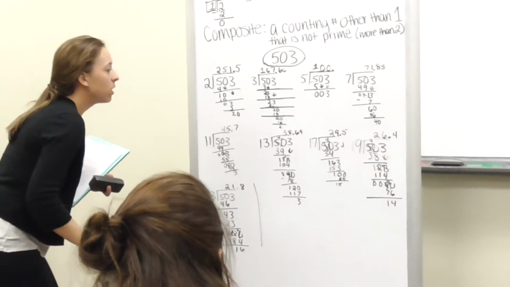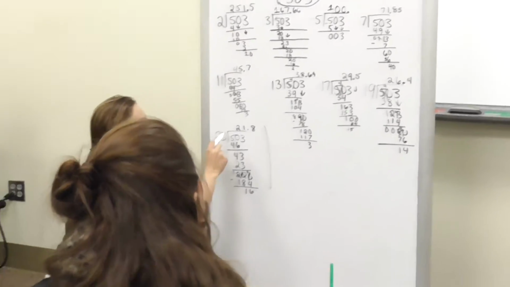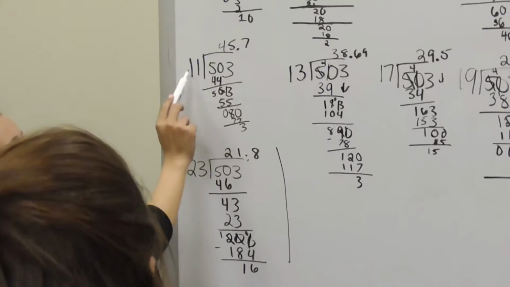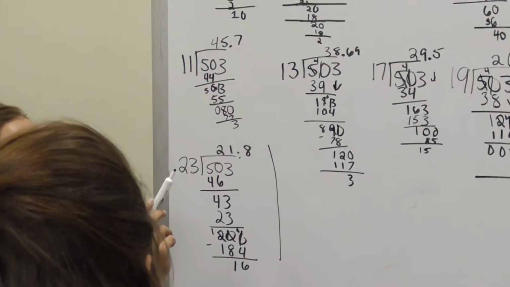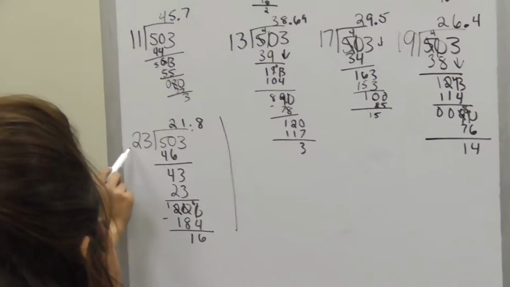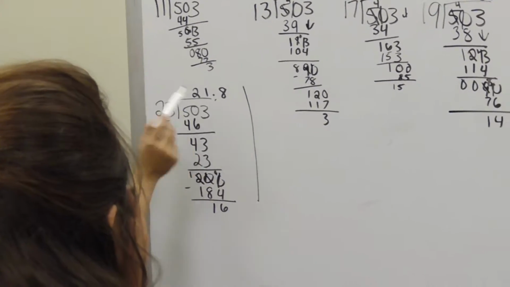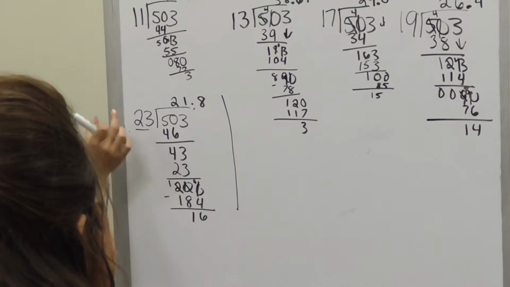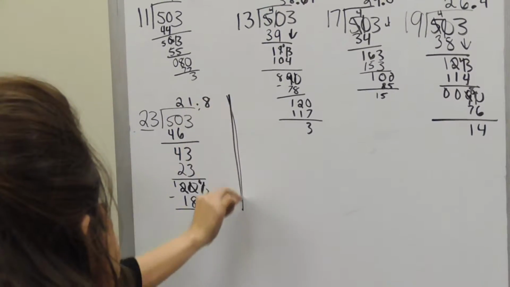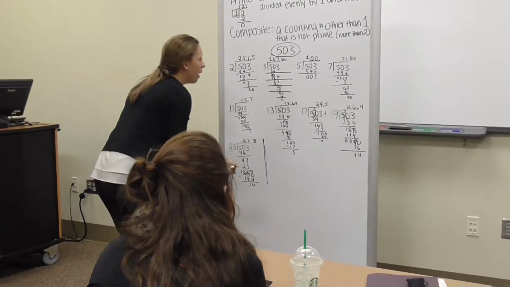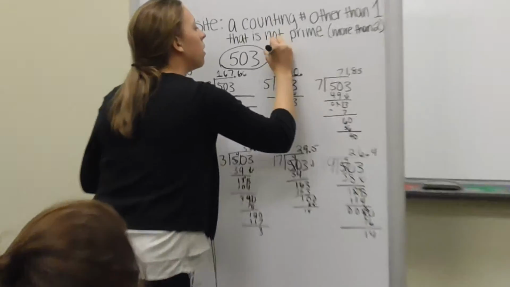Now when we got to 23, something interesting happened. We're going to compare this answer to this one. Is 11 or 45.7 bigger? 45.7, and that's on top, right? So when we got to 23, which one's bigger, 23 or 21.8? And now it's on the left. So when it shifts from being on the top as the answer to being the one it's divisible by, you know that you can stop, and that if the previous numbers were not divided into evenly, then you now know that 503 is prime.